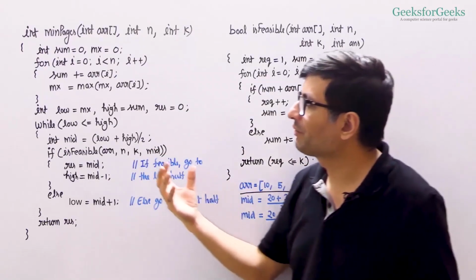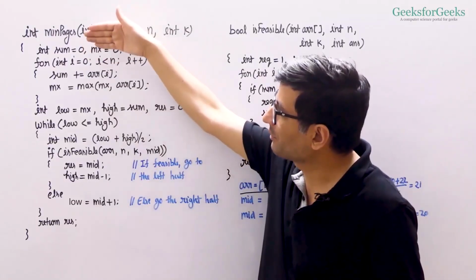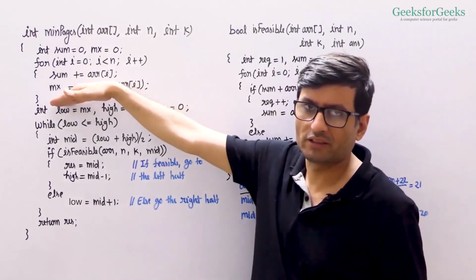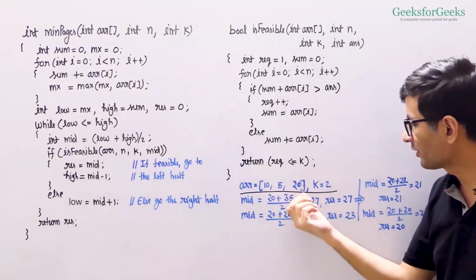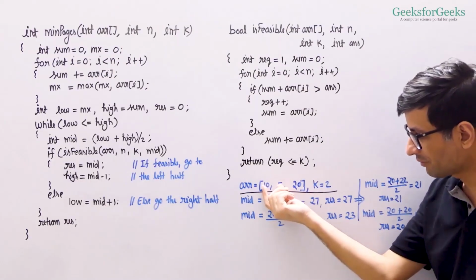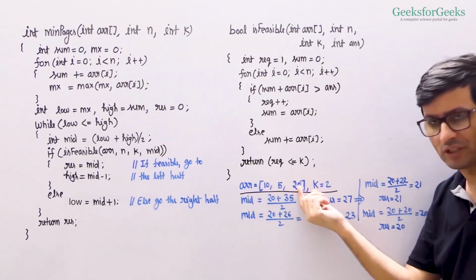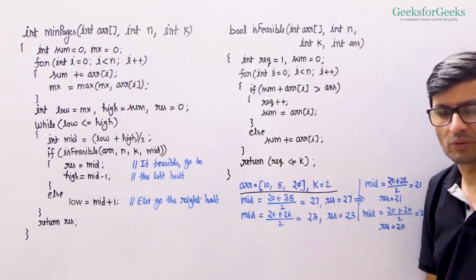So what are we doing here? We are first computing the sum and maximum value in the array, right? So if you take this example, your sum is going to be 35, 10 plus 5 plus 20, and the maximum value is going to be 20.